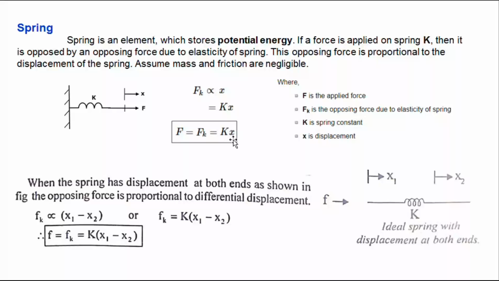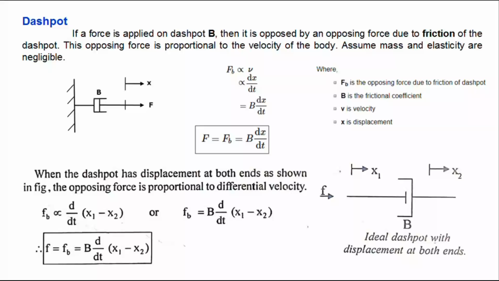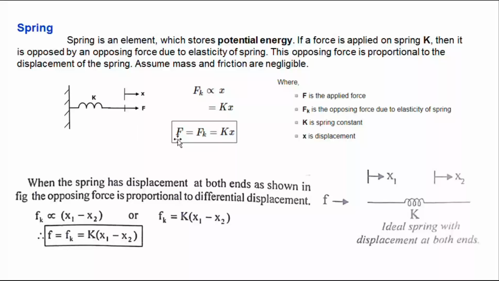These three formulas are important. The first formula, m into d square x divided by dt square, in the case of the mass element, is directly proportional to acceleration. For the dashpot, the opposite force acting on the dashpot is b into dx divided by dt, that is the velocity. Then in the case of the spring element, it is directly proportional to displacement, k into x. These three formulas are important.